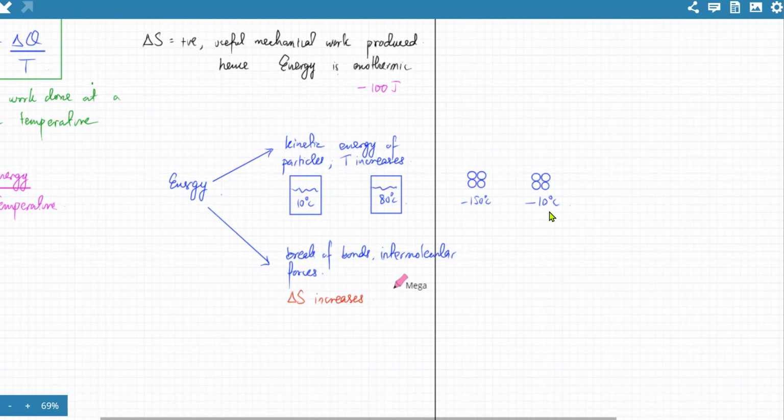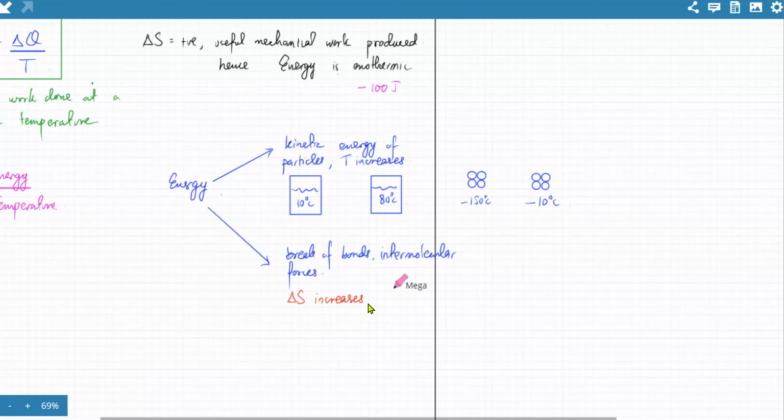So that is exactly what happens at 0 degrees centigrade, because all of a sudden the temperature stops increasing. The temperature becomes constant because all the energy is going into breaking of the intermolecular forces, the bonds between water molecules. So delta S starts to increase.